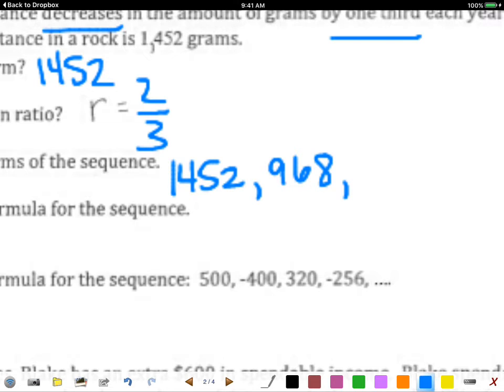And then after another year, who can tell me how much is going to be left in the rock? Anybody different? Alan? 484. You multiplied by a third, I think. Well, did you do 968 times 2/3?